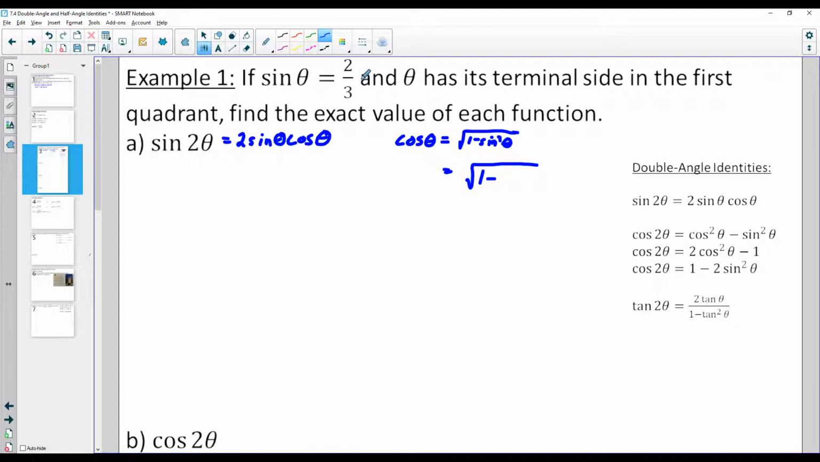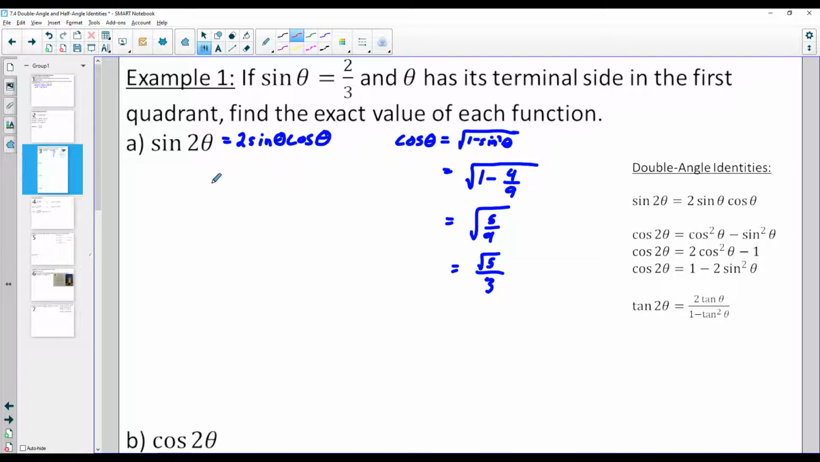Sine theta is 2/3 squared is going to be 4/9. You square the top and the bottom. And then that is the square root of 5, I'm getting ahead of myself, 5/9, right? Because 1 is 9/9 minus 4/9 is 5/9. And so square root of the top is just the square root of 5. We just leave that as is. Square root of the bottom, square root of 9 is 3. So we get that cosine of theta equals square root of 5 over 3.